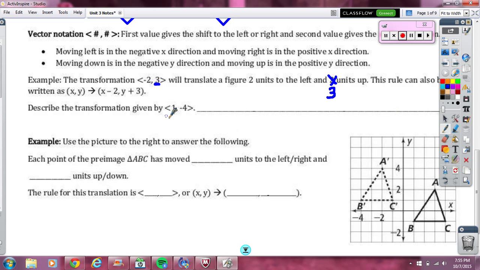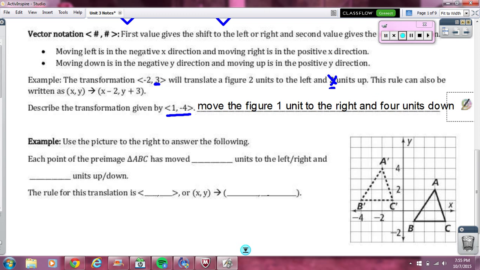So for instance, when I go out and I see this vector, what it means is take your object and move it 1 unit to the right. So that number 1 means scoot your object 1 unit to the right, and 4 units downward. The y value would tell me to move down in this case.